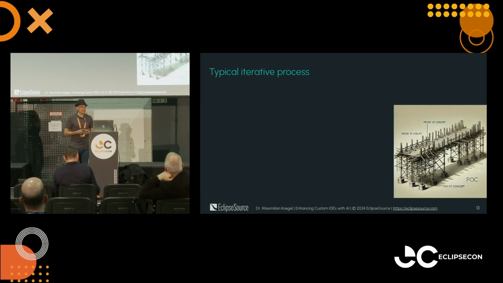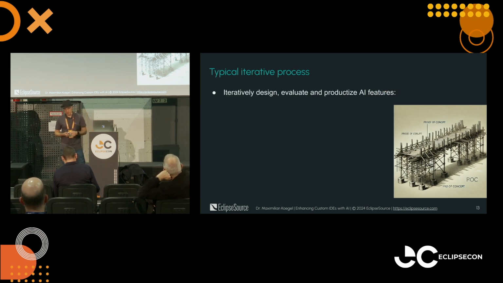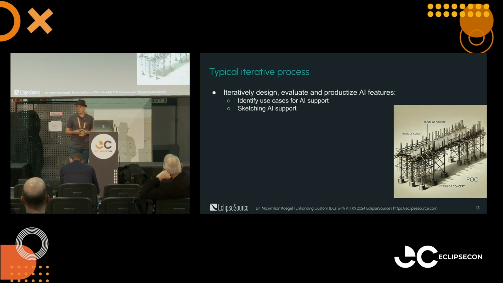So what does a typical iterative process for doing that look like? You iteratively design, evaluate, and productize feature by feature into your tool. As we discussed earlier, you first start with identifying some use cases with your team where AI support could be added. And then you sketch that AI support, as we said earlier, mostly with prompt engineering. That's good anyway. That's a good learning opportunity for your team to find out how that works and to figure out good prompting strategies.